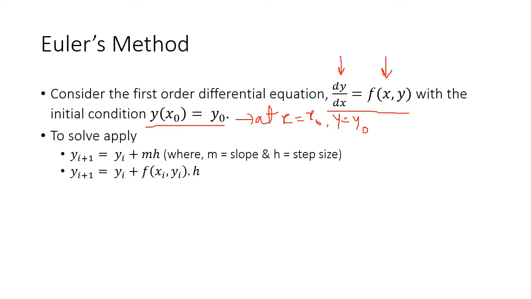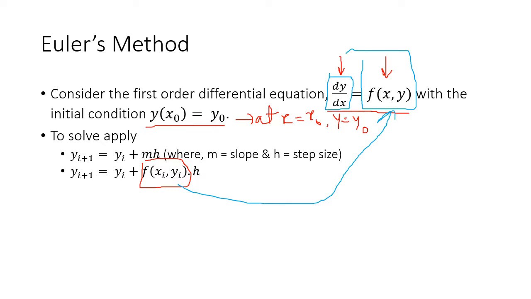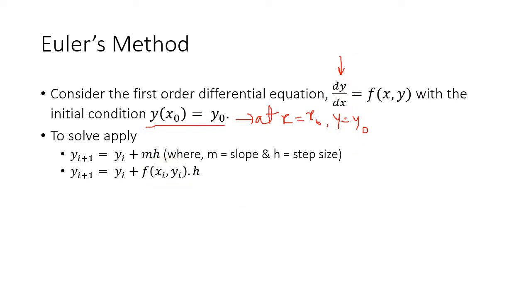So in Euler's method, the slope is given by this function f of x i, y i, and this function is nothing but the function on the right hand side of this equation. So this function refers to the other side of this ratio dy by dx. Let me erase this.